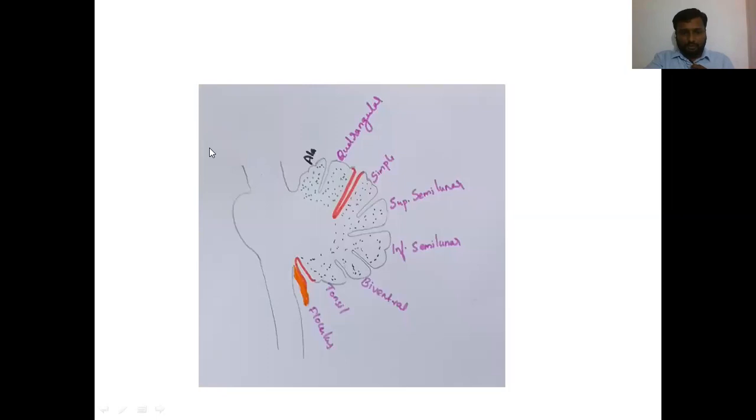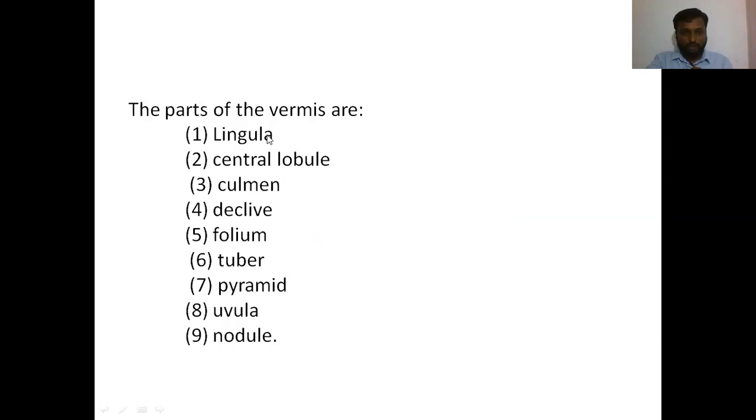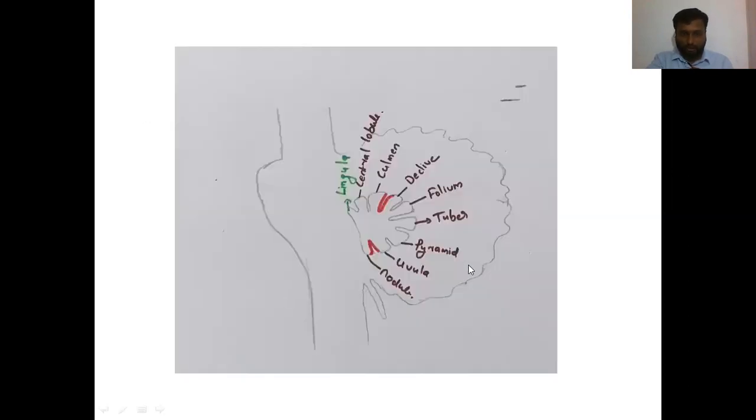Like that, see, these fissures not only divide the hemisphere of the cerebellum, they also divide the vermis. The vermis is also divided into nine lobules: lingula, central lobule, culmen, declive, folium, tuber, pyramid, uvula, and nodule. How? See this image now. This is the cerebellar hemisphere, and this connecting part is the vermis. See those fissures. This one is the primary fissure. This one is the posterolateral fissure.